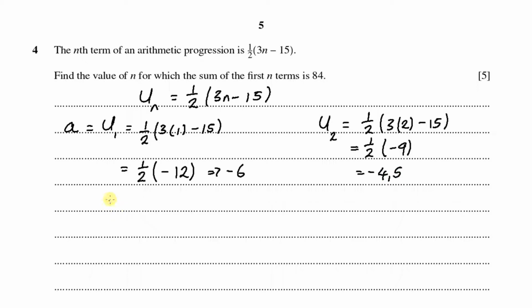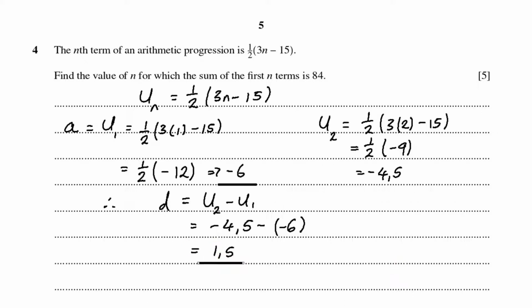Therefore, I can find the common difference d by saying u2 minus u1. The second term, u2, is minus 4.5, and minus u1, which is a, the first term, that's minus 6. This gives us minus 4.5 plus 6, so that's 1.5. So we have here the first term is minus 6, that's a, and the common difference d is 1.5.